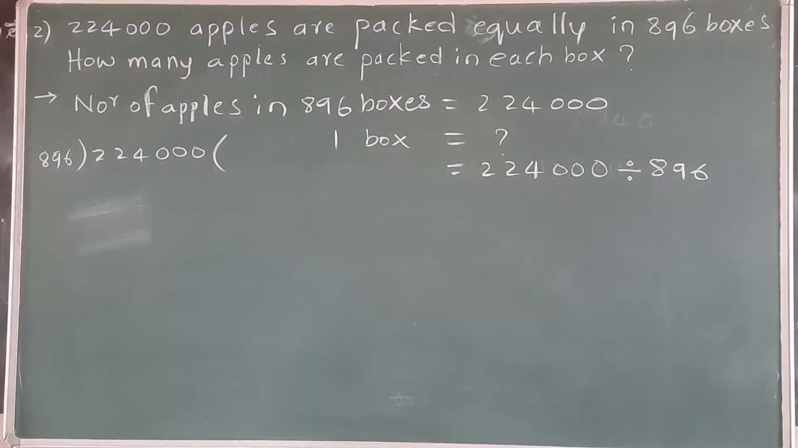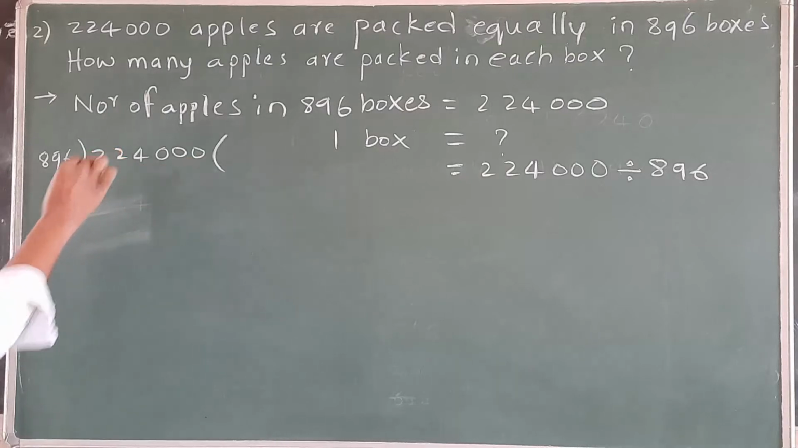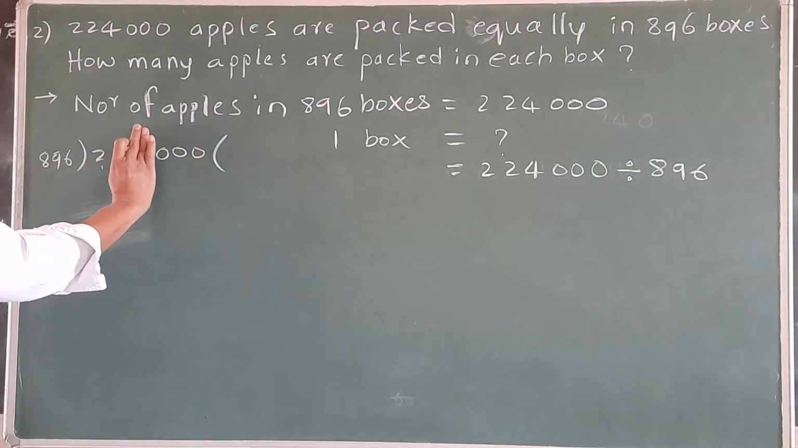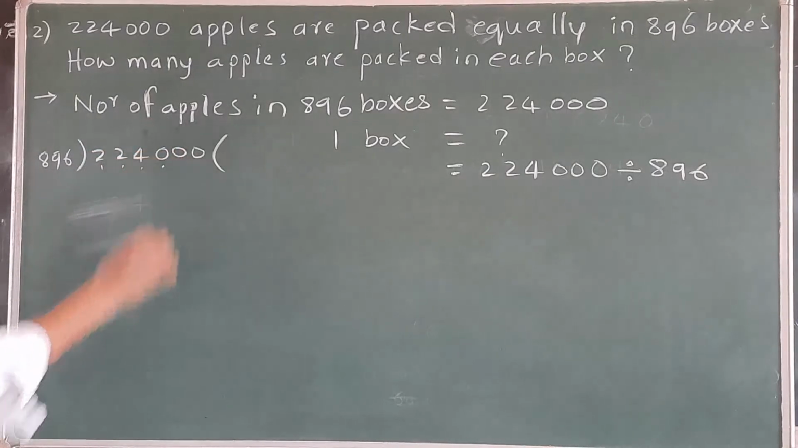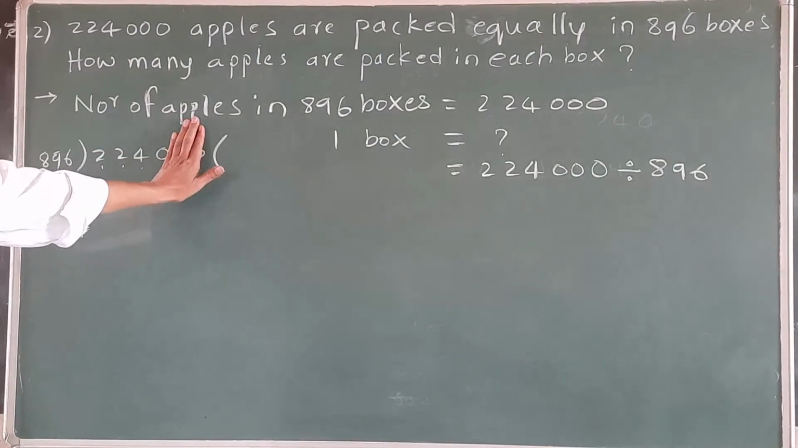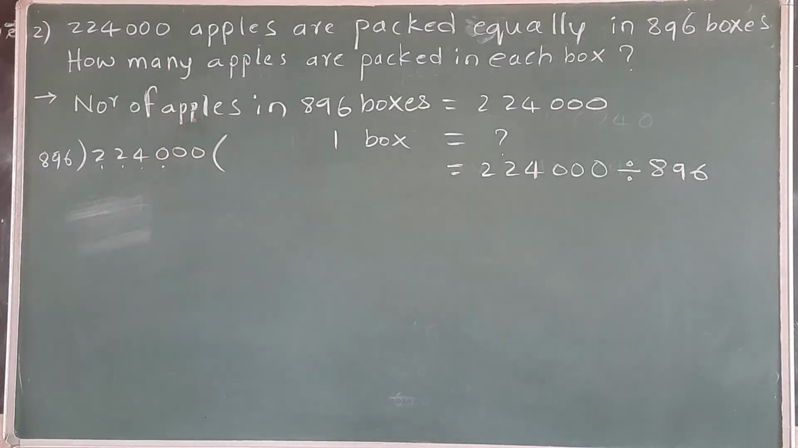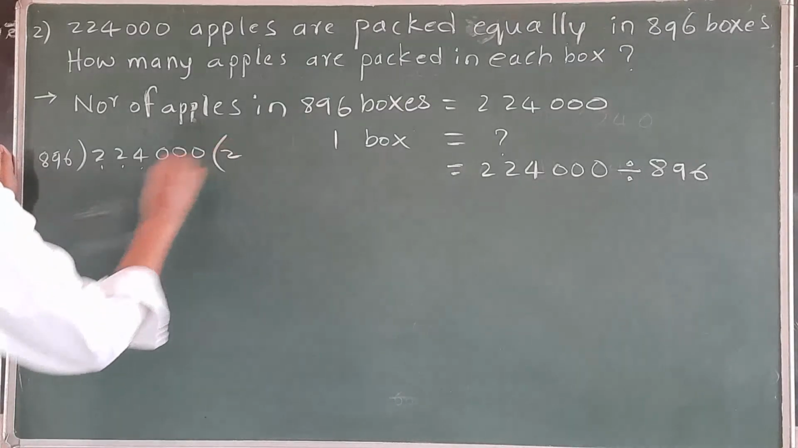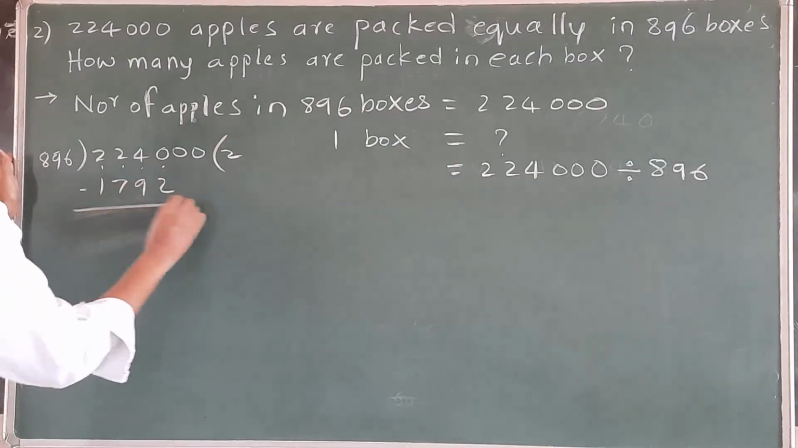Now we will start dividing 896. By this we will divide 2, 2, 4, 0, 0. In the 896 table 2 is not there. Take the next one, becomes 22, not there. 224 is not there. Search for 2240 in the table of 896. It is not there. Less than this one is 2 times 896, which is 1792. Now we will subtract.